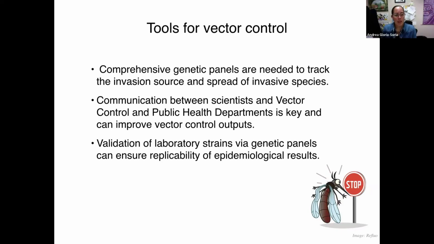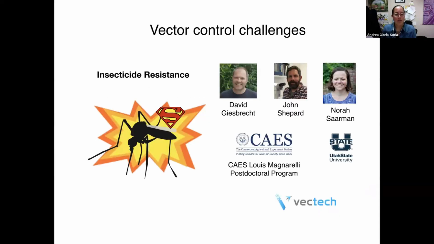So with that, I want to move to the next section of my talk, which is more focused on another of the challenges that vector control faces, which is the development of insecticide resistance. Before I do that, if there are any questions on the previous section, I can stop here, or I can continue and have the questions at the end.